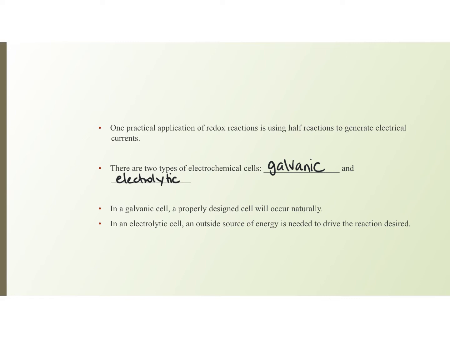An electrolytic cell, on the other hand, needs an external source of electricity, such as a battery or a power outlet or some kind of a power source. You need it to make the reaction occur. And we'll talk about that in just a few moments.